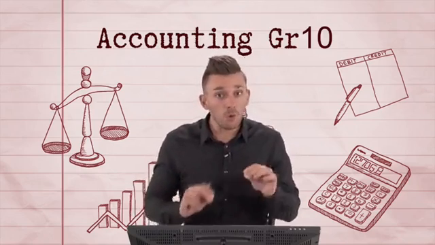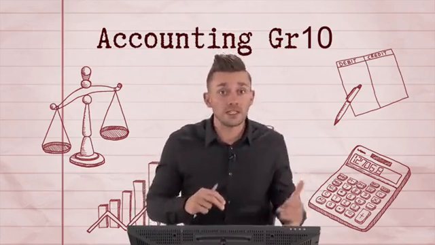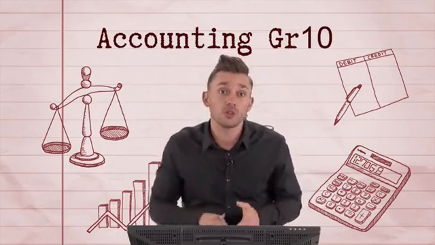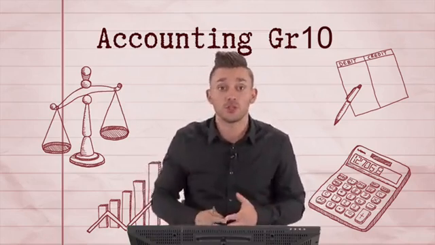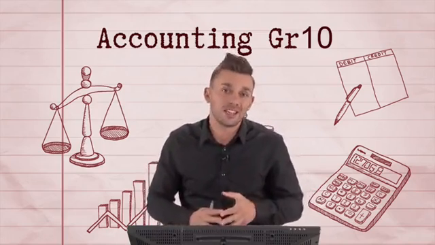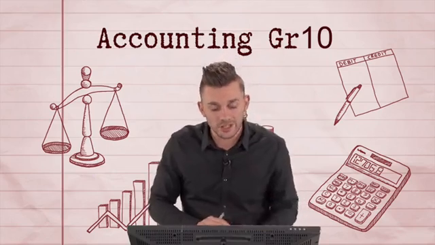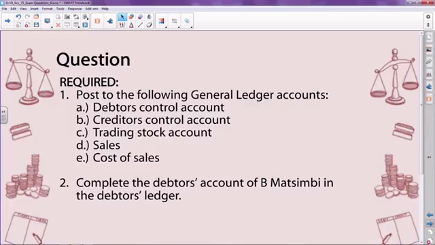So very important to know, again, where ledger accounts go up, where ledger accounts go down, what the reasons are for them to increase, what the reasons are for them to decrease. Know all of these things, then your life will be easy in any exam. So let's look at this. I'm giving you: post to the following general ledger accounts: the debtors control account, the creditors control account, the trading stock account, sales and cost of sales. So we'll look at those now.